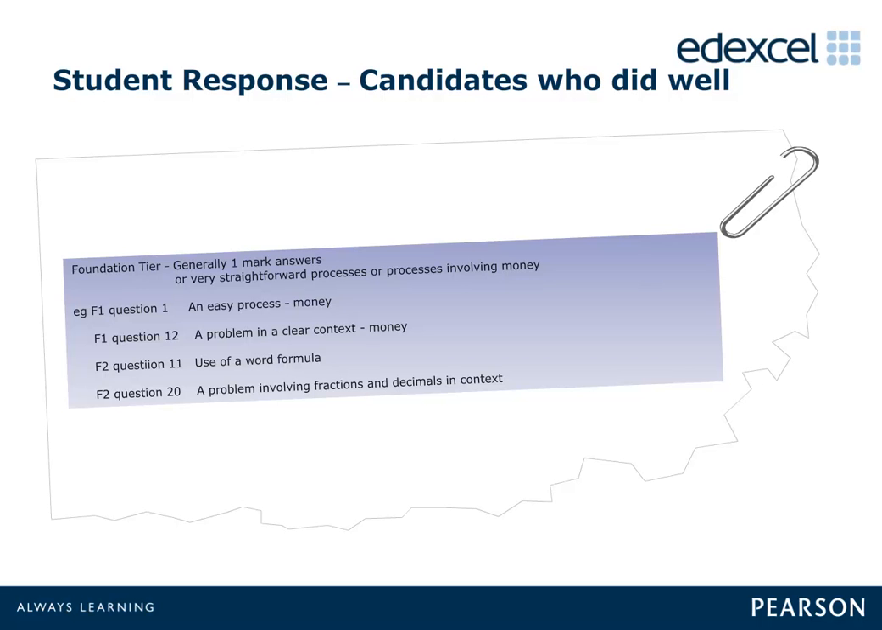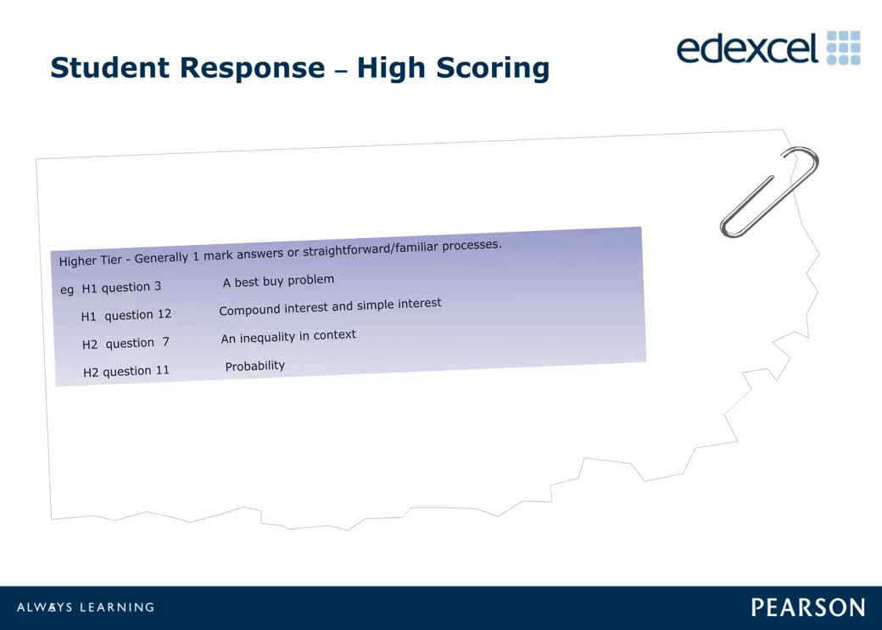We start by considering what students at foundation tier did well. Generally, these were short one-mark questions, or questions which involved straightforward processes or processes that involved money. Similarly, on H tier, short technique-based questions were well done.